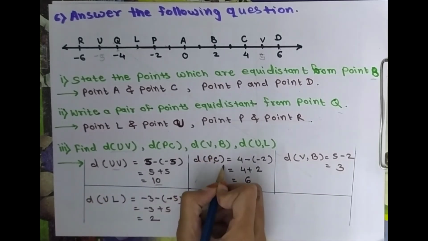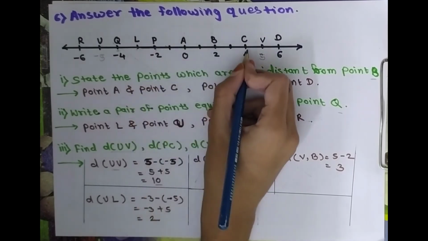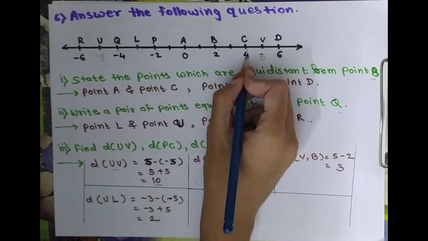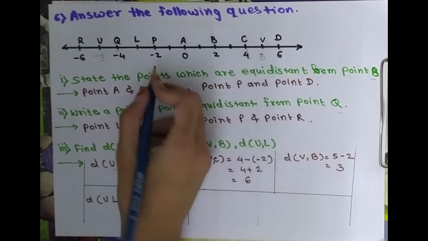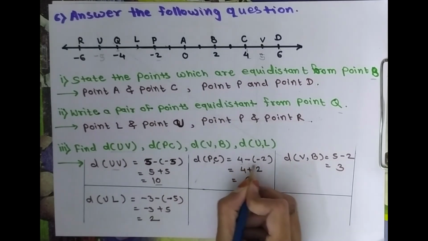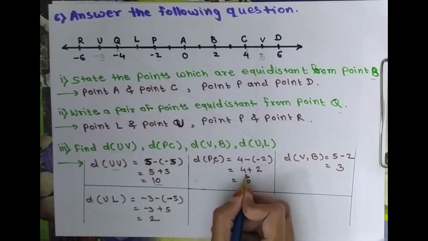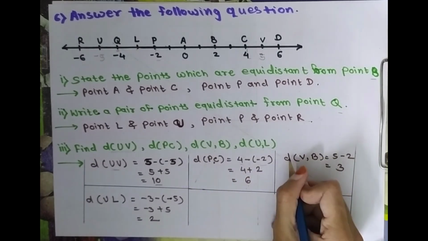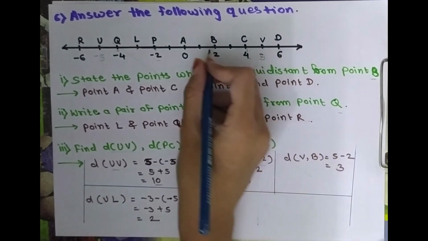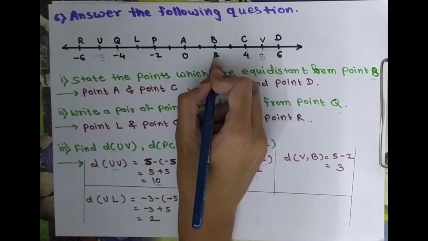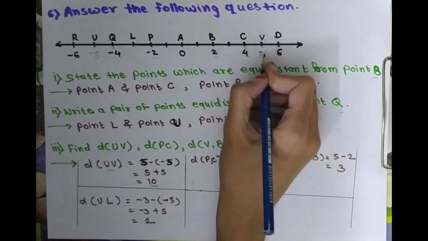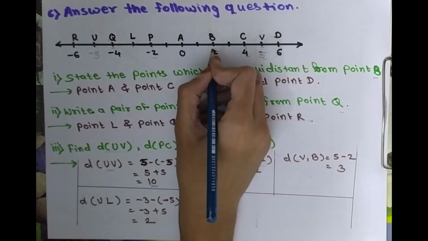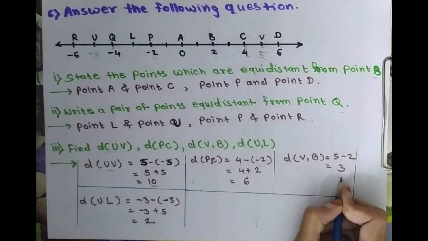Next is distance PC. This is P and C. Now the coordinate of C is 4 and the coordinate of P is minus 2. So 4 minus minus 2 is equal to 4 plus 2, which is 6. So distance PC is 6. Next is distance VB. Now look, this is V and B. So the coordinate of V is 5 and the coordinate of B is 2. So 5 minus 2 is 3. So distance VB is 3.